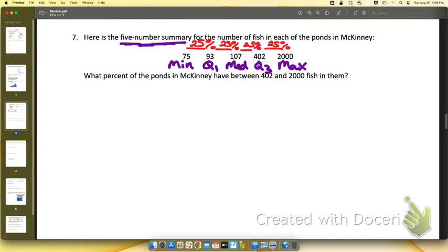And so the question here simply says, what percent of the ponds in McKinney have between 402 and 2,000 fish? Well, that is from Q3 to the maximum, and so that is just 25%.